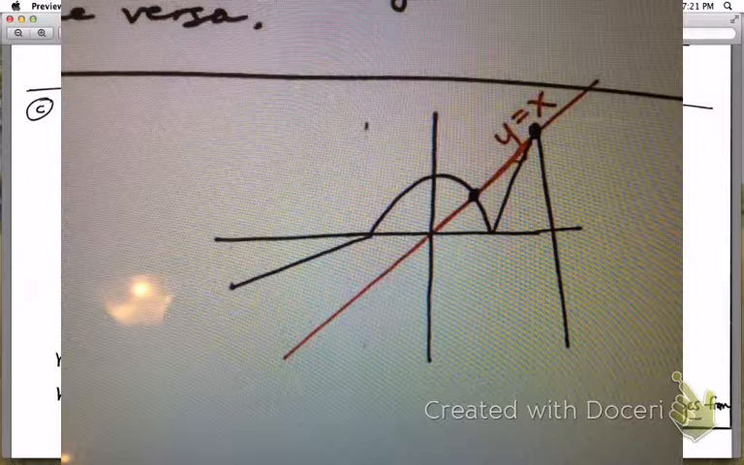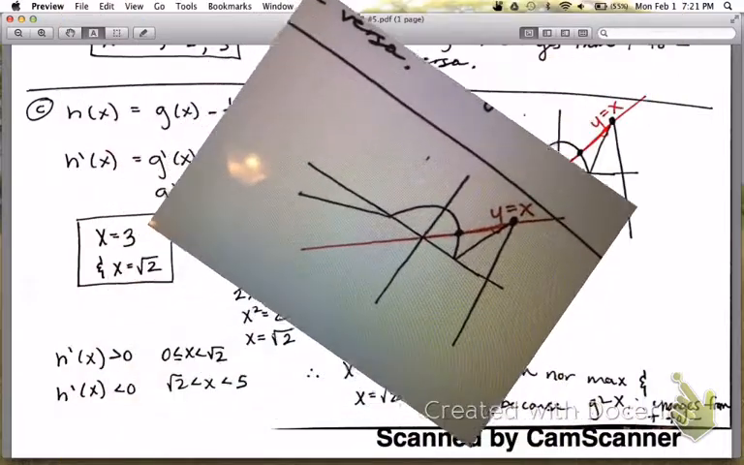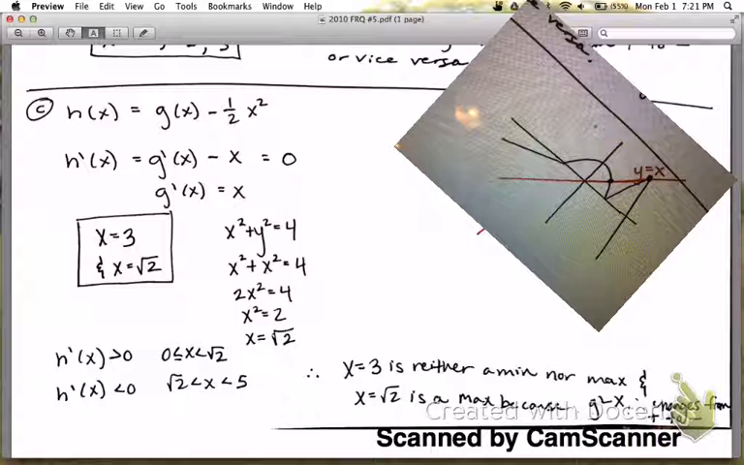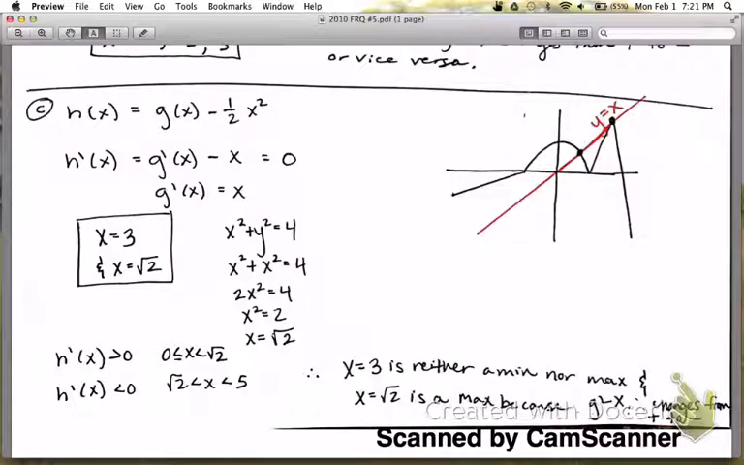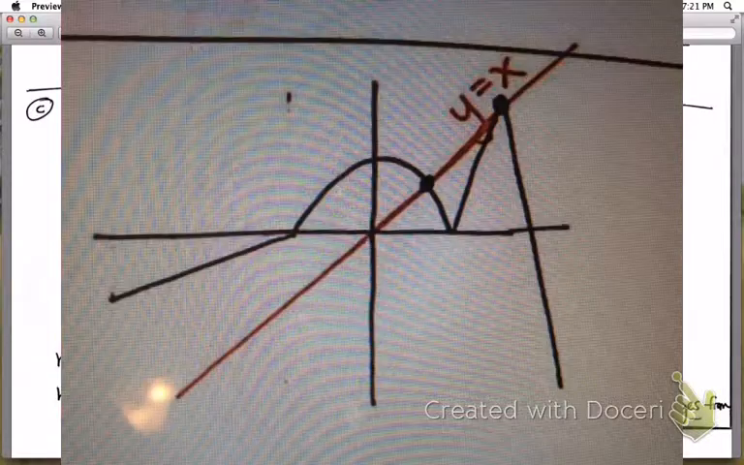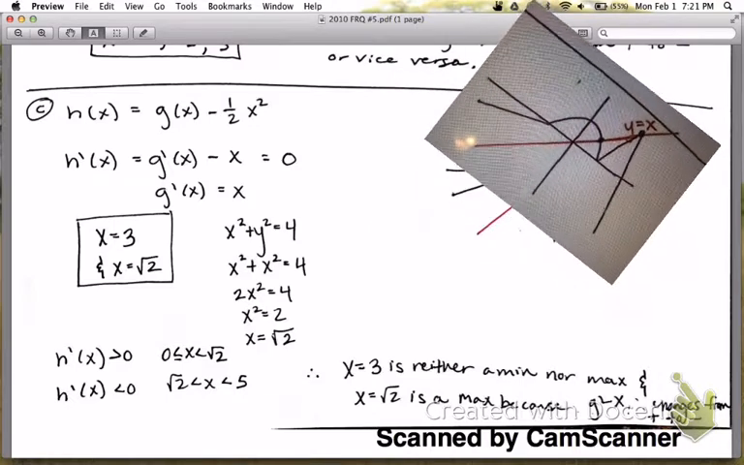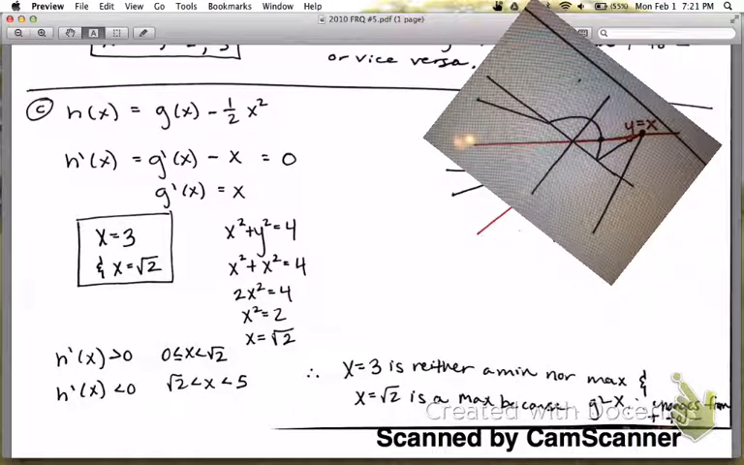Let me just get this picture up here so you guys can see what I'm talking about. Alright, so not perfect, but imagine that... Let me pull up that picture one more time. Sorry. There we go. So imagine that this red line is the x-axis.